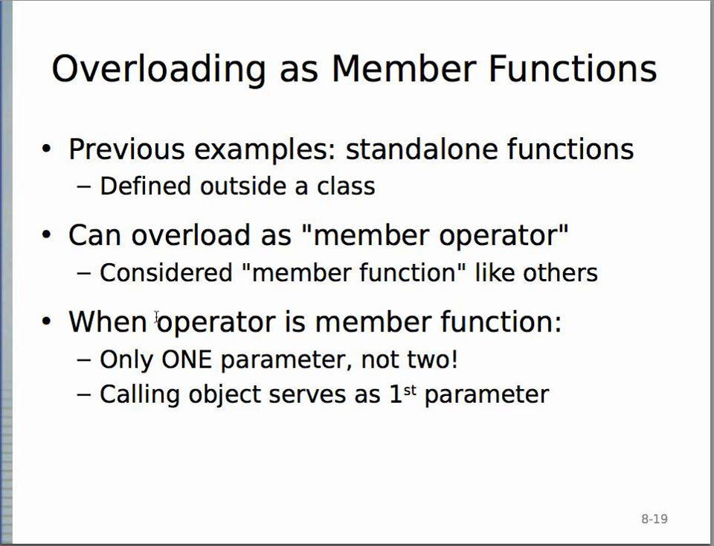So when the operator is a member function, one of the operands is the current object, this. And therefore we only need one parameter for something like plus or minus. It looks a little bit odd in that if we have a member operator, we only have one operand. But remember, the calling object serves as the first parameter. Or you can think of it as the calling object being the left-hand side of a binary plus or a binary minus.